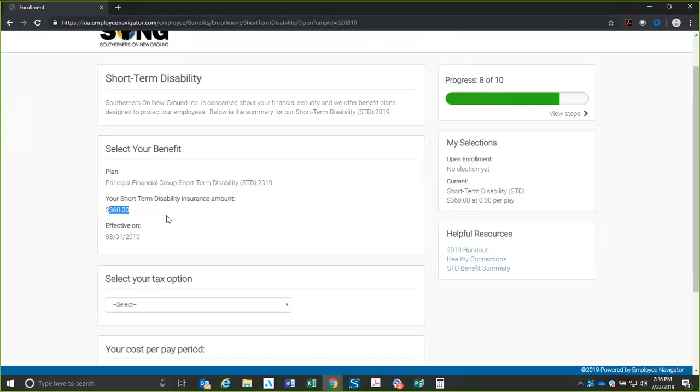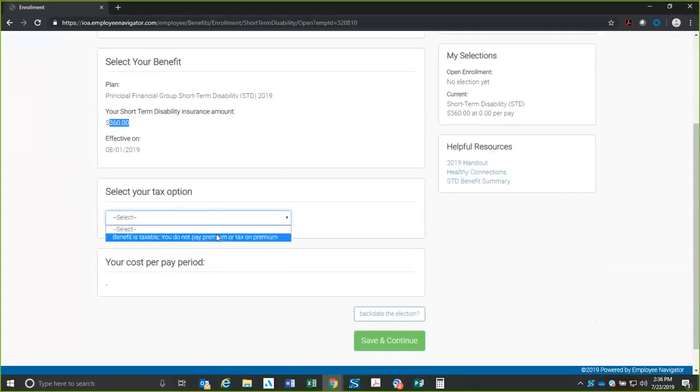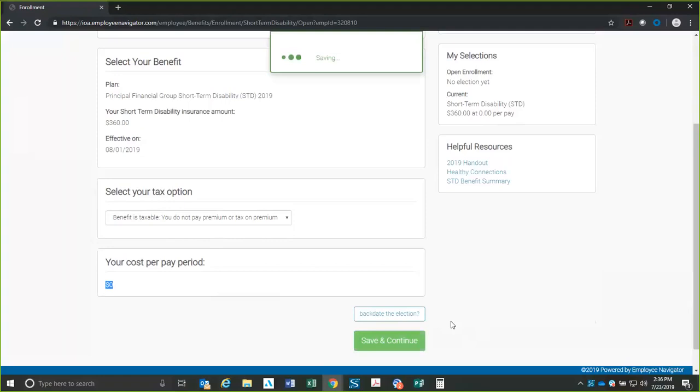So this employee is going to get $360 every week, and the benefit maximum duration is going to be 25 weeks. So this is a pretty long short-term disability program. Now, since it's free, all I have to do on this page is click this from the drop-down, and you can see that my cost per paycheck is nothing. And then I hit save and continue.